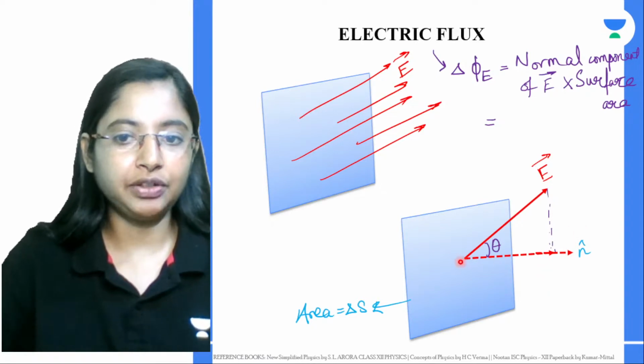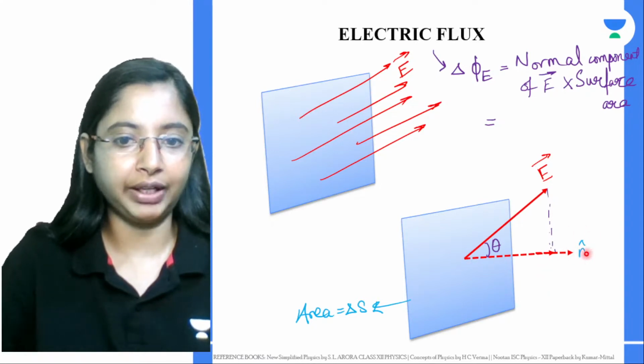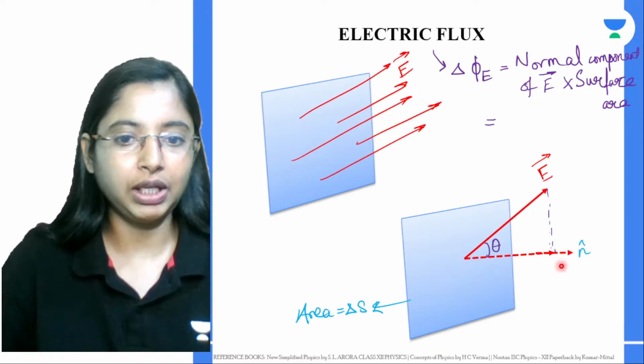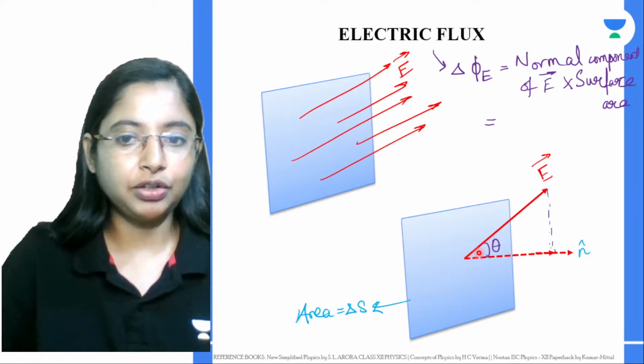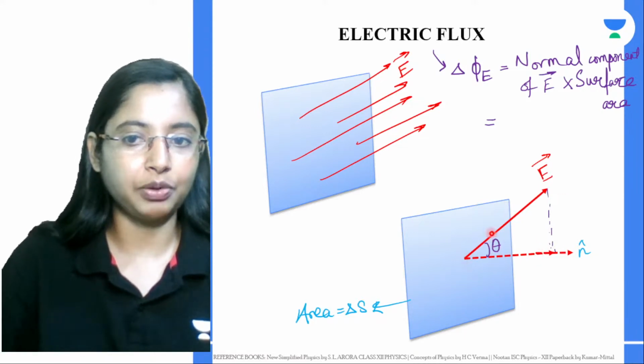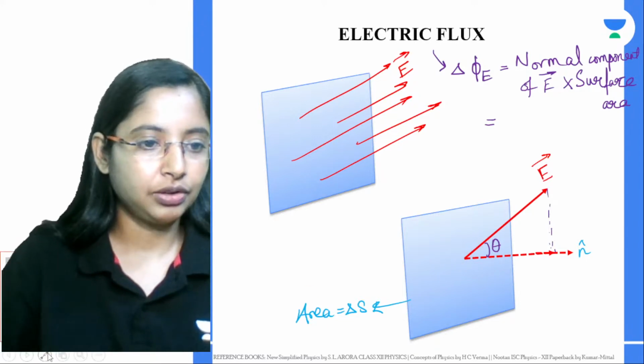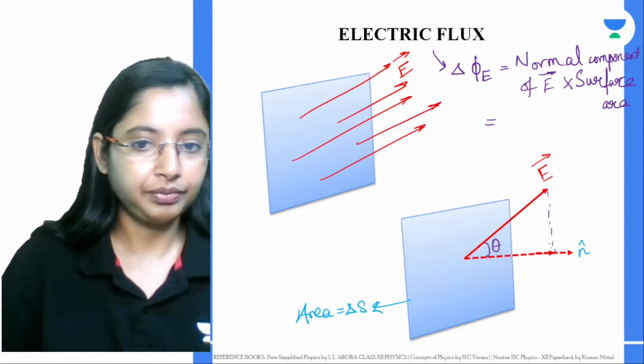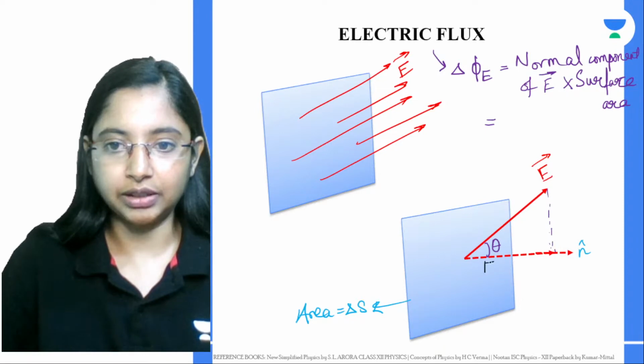How much of the electric field is normal to this area vector? How do we get that? We can make use of trigonometry. In this case, we know it is an angle theta. So the normal component of the electric field will be the adjacent side over the hypotenuse, so it will be cos theta. So this component would be E cos theta.